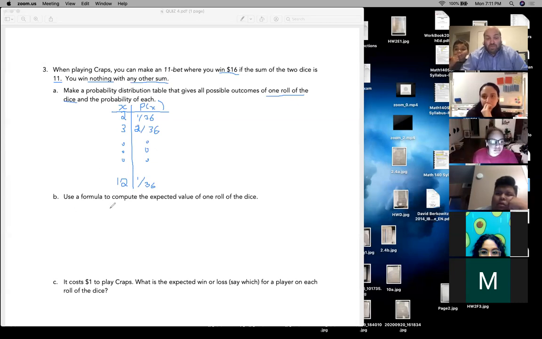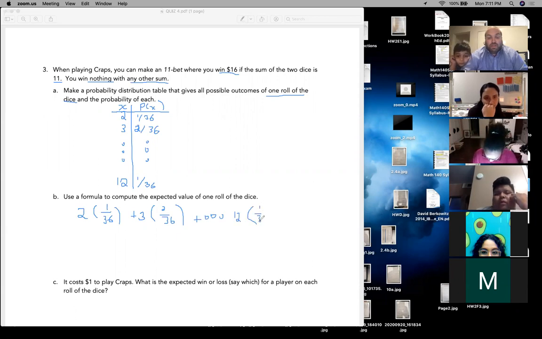Now part B, use a formula to compute the expected value of one roll of the dice. Well, the expected value, you take each possible outcome and multiply it by its corresponding probability. So 2 times 1 over 36 plus 3 times 2 out of 36. And you add them all together, up until the last one, which is 12 times 1 over 36. If you do it correctly and you don't round, the answer is 7.